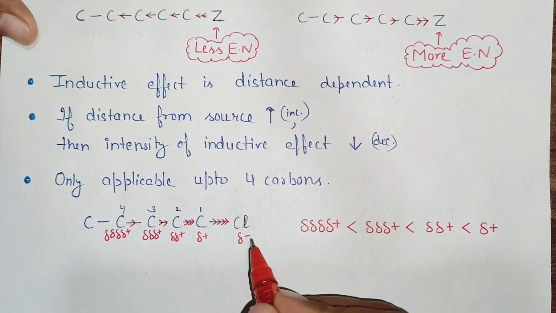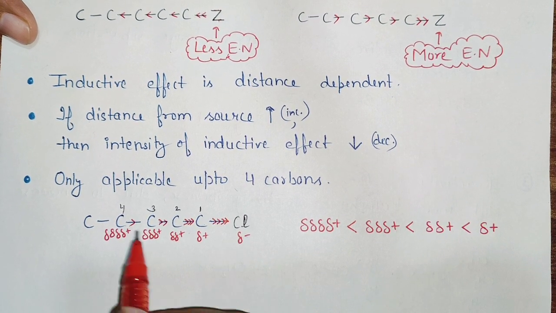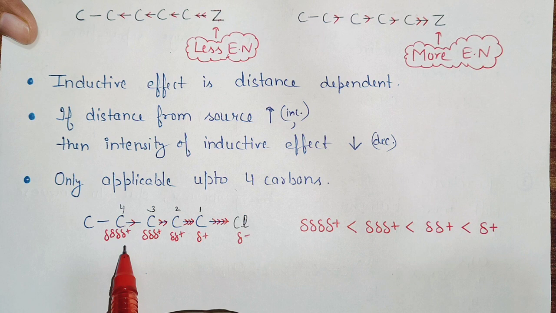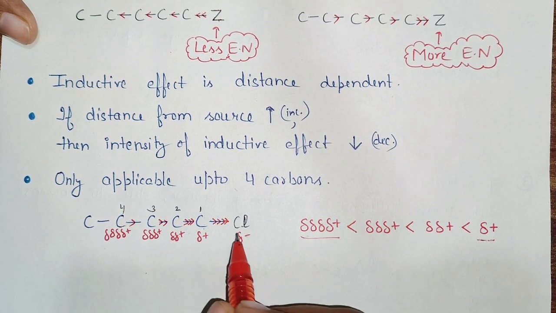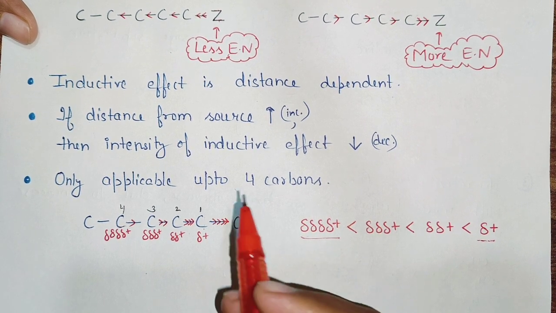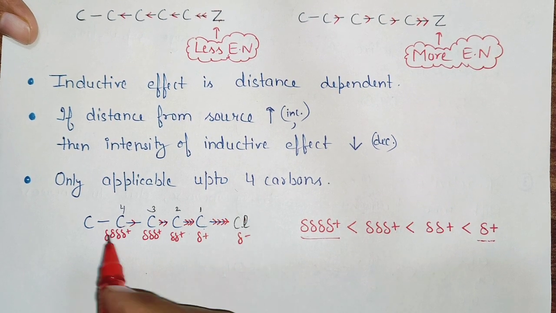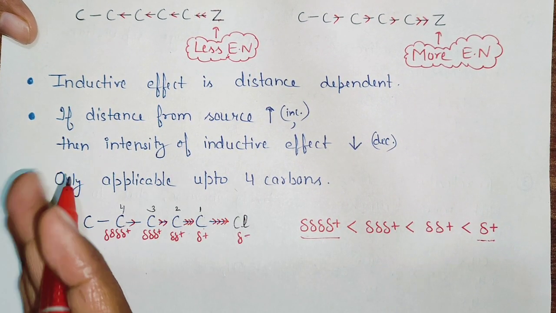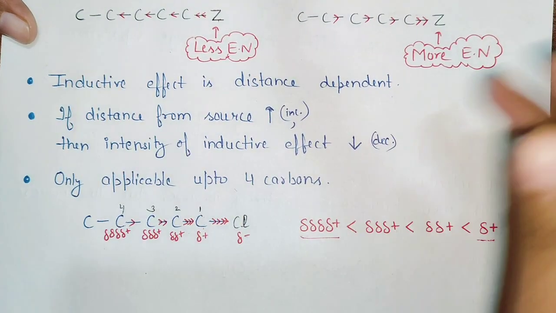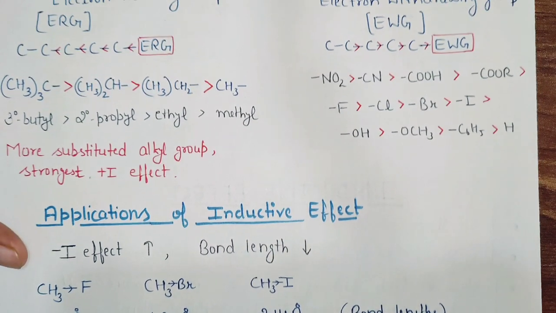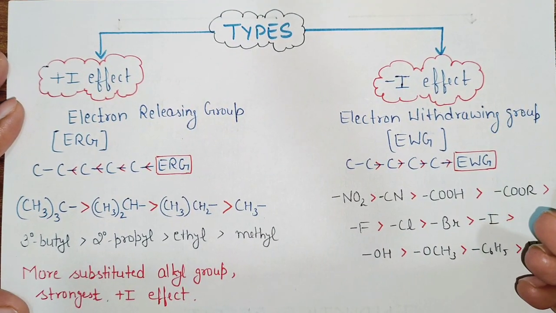Here, a chlorine atom is attached to the carbon. This carbon is very far from the chlorine. So on this carbon, the inductive effect is very much less than on the first carbon. Also, as we know that it is distance dependent, it is only applicable up to 4 carbon atoms. After 4 carbon atoms, its effect gradually decreases and after some time it vanishes completely. Now, I hope the concept of inductive effect is very clear to all of you.